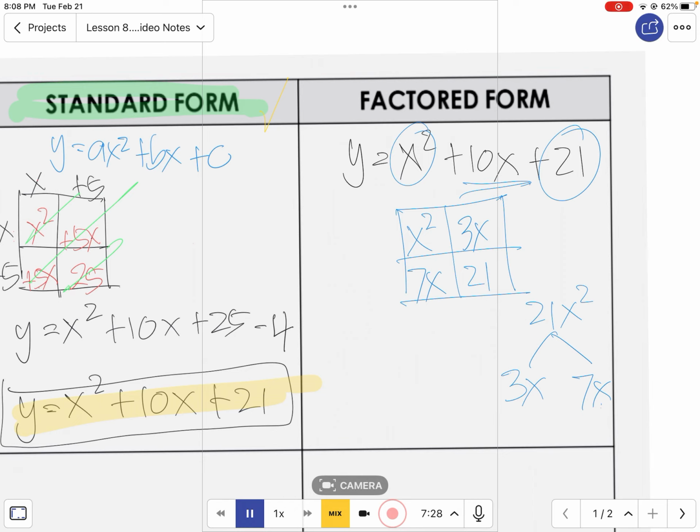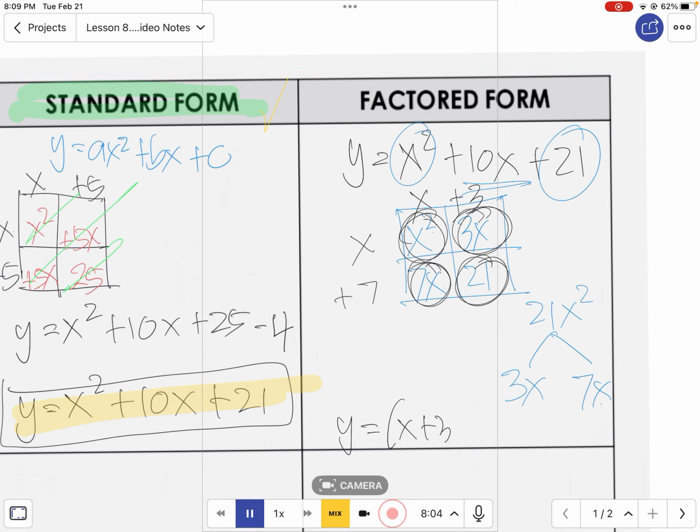Now let's look for common factors on the columns. x squared and 7x: the common factor is x. 3x and 21: the common factor is positive 3. Now the rows. x squared and 3x: the common factor is x. 7x and 21: the common factor is positive 7. So now your equation in factored form is y equals (x + 3)(x + 7).